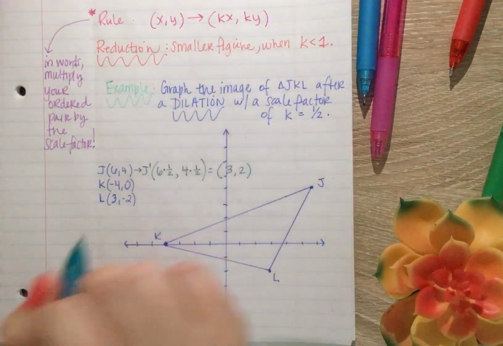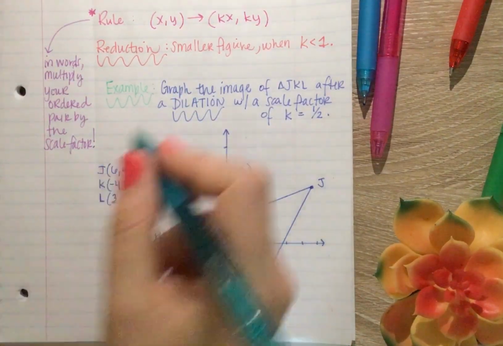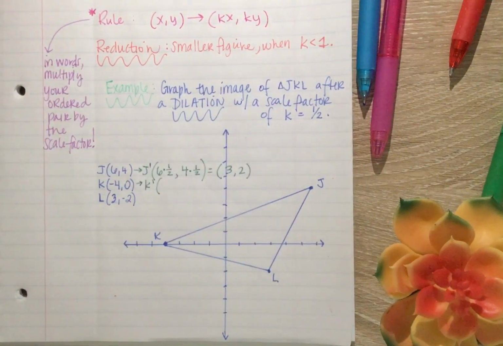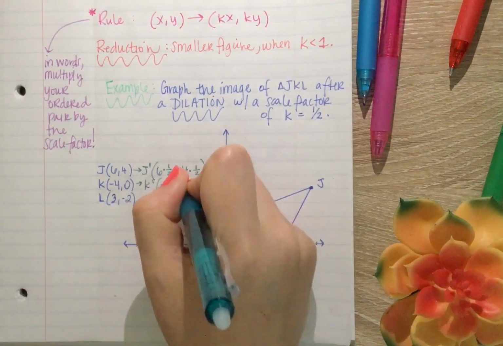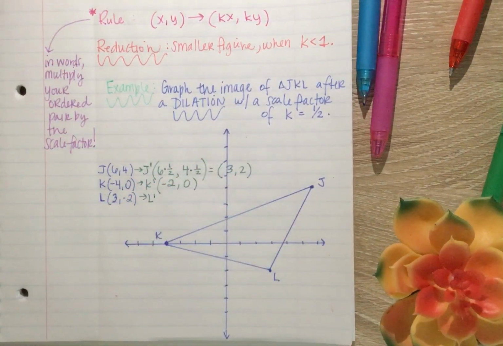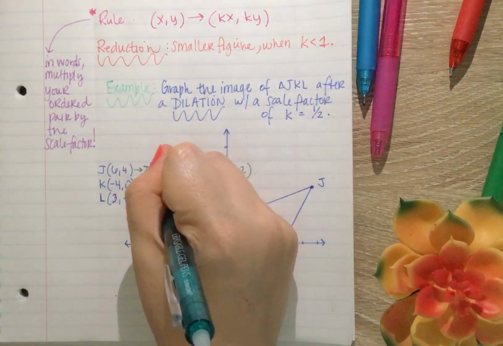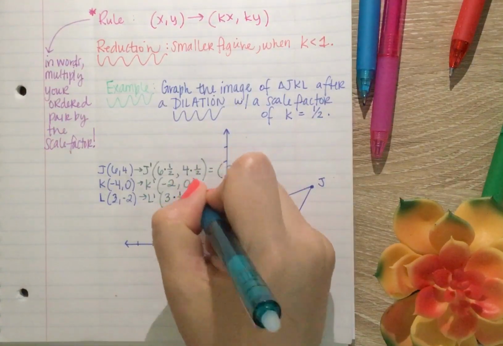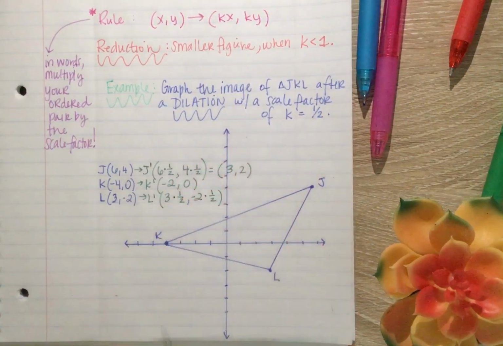Let's move on to K. For K prime, you have -4 times 1/2, or half of -4, which is -2, and then anything times 0 is always 0. Then L prime, uh-oh, this one's weird. I'm going to write this one out. I have 3 times 1/2, and then -2 times 1/2.